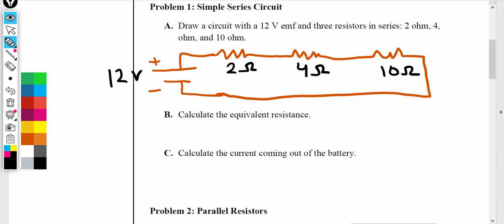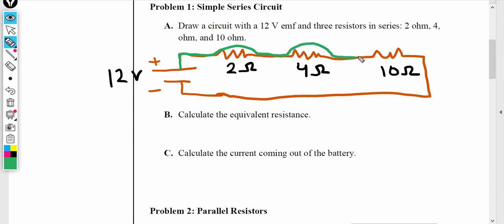You'll notice that as the current leaves the positive terminal, it's going to go over this resistor and then this resistor and then this resistor. Each resistor in turn will give us a voltage drop. But the current doesn't have to find the path of least resistance because there aren't any options. It'll go ahead and go through the series of resistors.